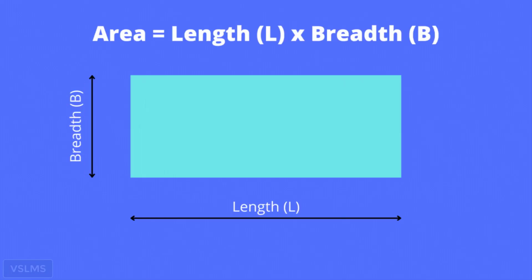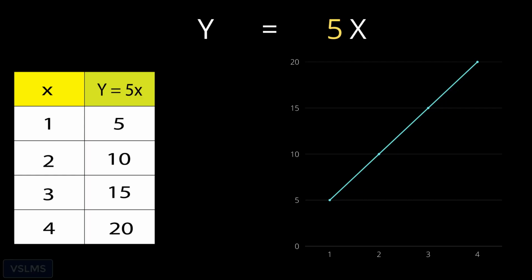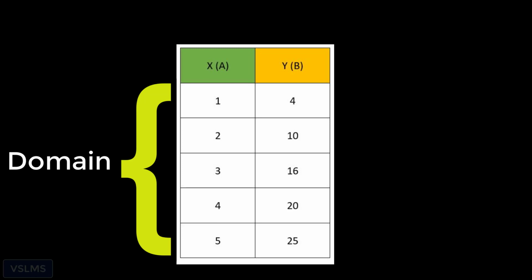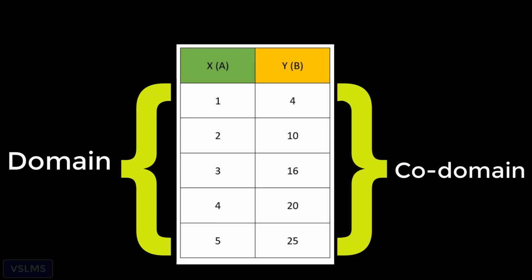Let us start our discussion with Cartesian product. In the introduction session, we had discussed function using the example of the area of a rectangle. If you recollect, we used this table of values to plot the graph of y equal to 5x. Similarly, in this table, consider x as the input set A and y as the output set B. In other words, this input set is called the domain and the output set is called the codomain.